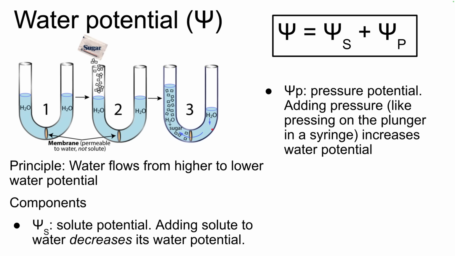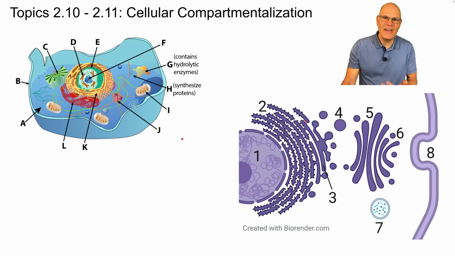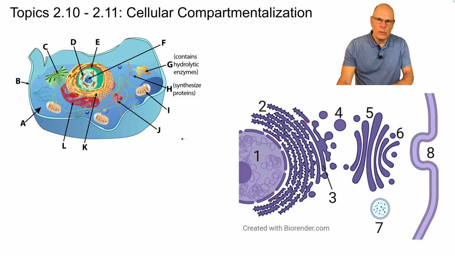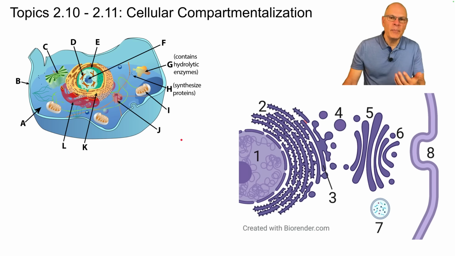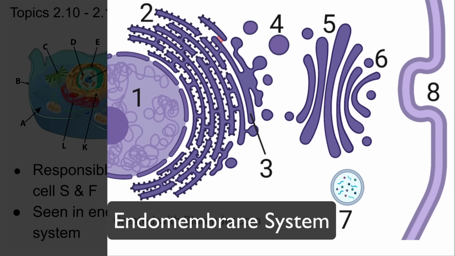Topics 2.10 through 11, cellular compartmentalization. Cellular compartmentalization is exactly what it sounds like. Cells have internal compartments that can have special pH, special chemistry, and that allows for different parts to do different things. That in and of itself explains a lot of cell structure and function, in particular the endomembrane system, which consists of things like the nuclear membrane, the rough ER, the smooth ER, various vesicles, the Golgi, and lysosomes.